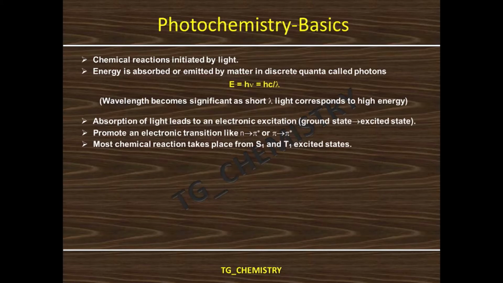So the absorption of light first will lead to an electronic excitation. Most of the molecules tend to be at the ground state. So from the ground state, they will move to the excited state, and it will promote an electronic transition in the energy levels within the molecule, like from non-bonding to the antibonding pi orbital, or from the pi orbital to the antibonding pi star orbital. And in the excited states, singlet and triplet, like S1 and T1, are the most favorable positions or energy levels where reactions generally take place.